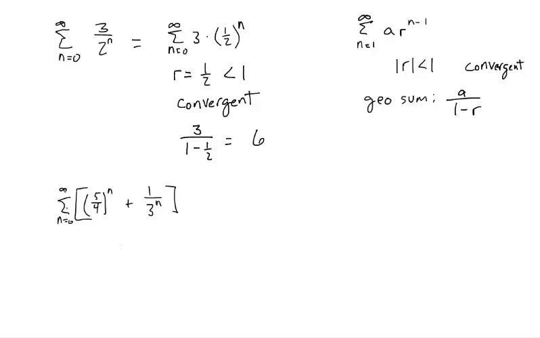Now when you have multiple pieces, like in this next example, we have the sum from n equals 0 to infinity of (5/4)^n plus 1 over 3^n. In (5/4)^n, r is equal to 5/4, and that is greater than or equal to 1, so we're divergent. And if one of the pieces is divergent, the whole thing is divergent. And because it's divergent, we can't find a sum, so we're finished with this problem. Even though 1 over 3^n we can rewrite as (1/3)^n, and this piece would be convergent, the first term is divergent. So we're done with that problem.